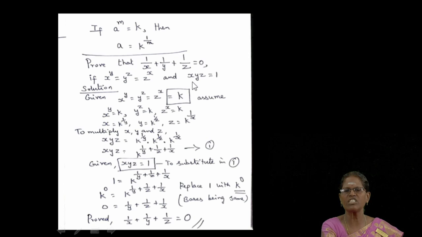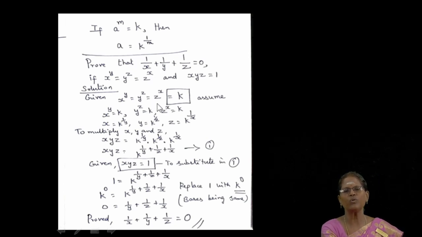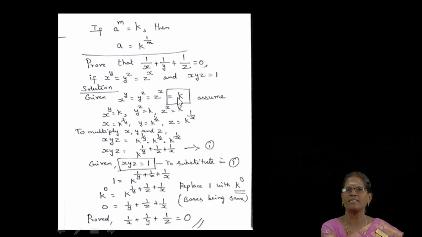And another equation they have given is xyz is equal to 1. Now, let us take the first equation: x to the power y equal to y to the power z is equal to z to the power x. This only they have given. But what we have to do is, for all these three, we are giving one more unknown value as k. So, we have inserted these three are equal to k.